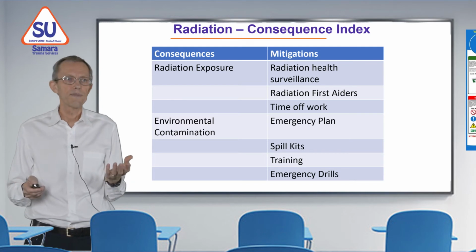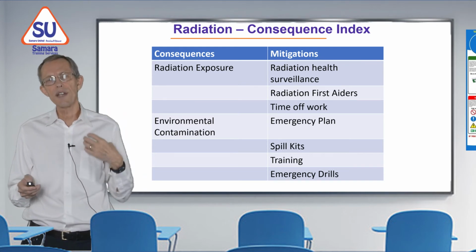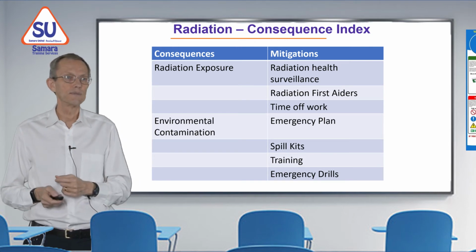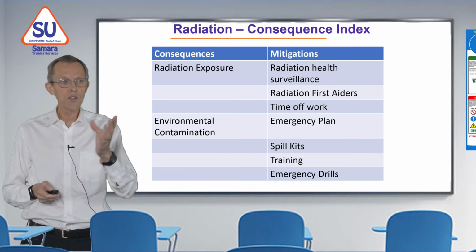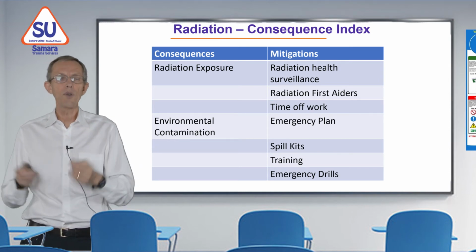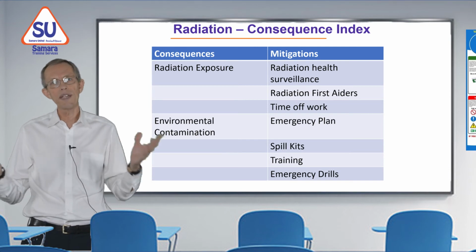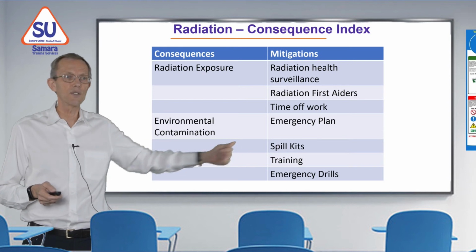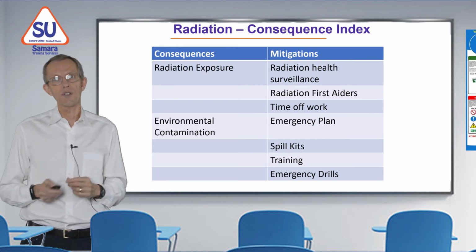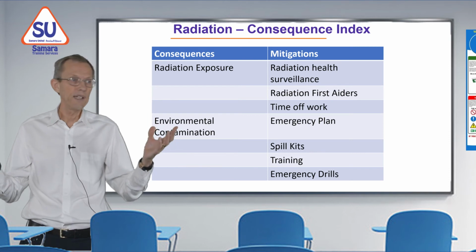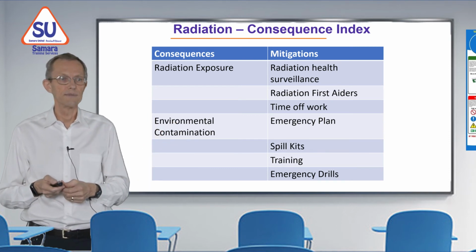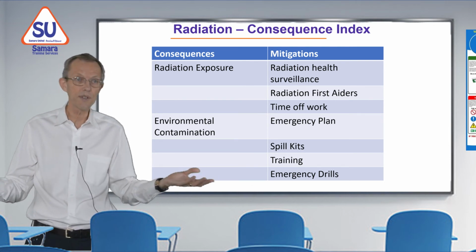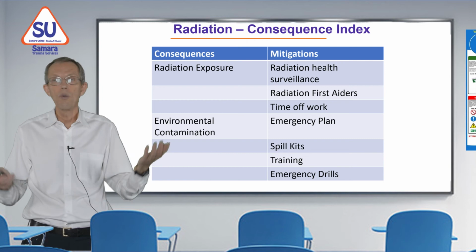What can we do about it? Well, we can measure the amount of radiation they've been exposed to and take actions as a result of those measurements. We could have first aiders who are trained to manage people who've been exposed to radiation, and we can give time off work so they have a rest from any exposure to radiation at all. The other consequence is we have environmental contamination. So if we spill some of this radioactive material somewhere, what can we do?